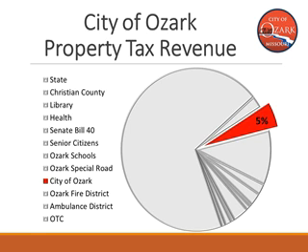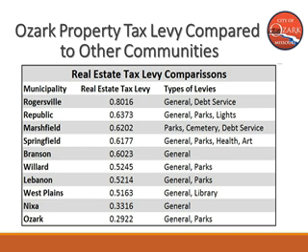Then we get the question of, well, how does that compare to other areas in the region? If you look at this chart, you will see that the City of Ozark actually has one of the lowest general tax levies in the region. Look at the other cities that you may recognize: Springfield, Marshfield, Rogersville, Branson, and you will see that their general tax levy is higher than the City of Ozark's, significantly higher in certain circumstances.